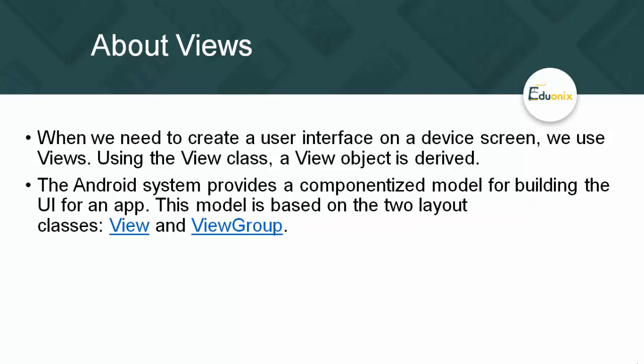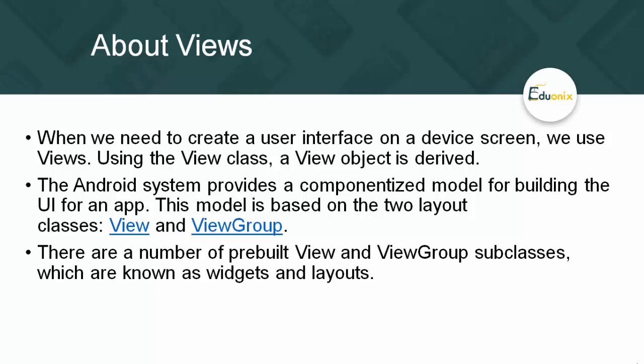The Android system provides a componentized model for building the UI for an app. This model is based on the two layout classes, view and view group. There are a number of pre-built view and view group subclasses, which are known as widgets and layouts. We can use them to construct the app UI.